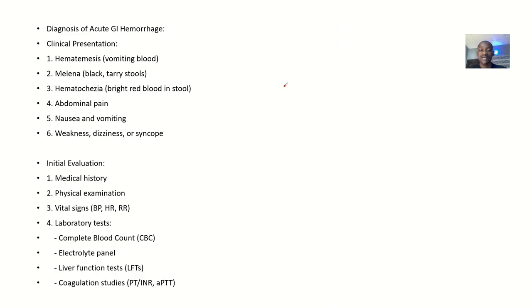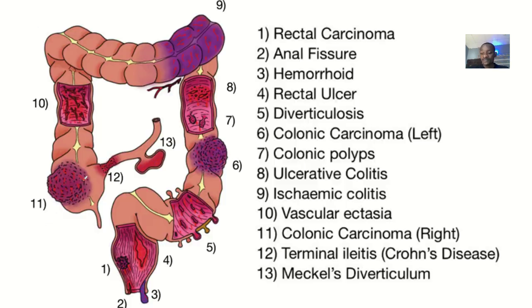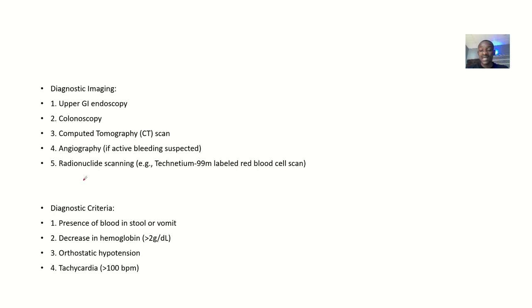You can diagnose acute gastrointestinal hemorrhage through clinical presentation, right? The thing that the patient actually presented about, their complaints and all that. Then you can also do an initial evaluation, from the answers that the patient is giving you, from the history taken. Then you can also do diagnostic imaging and all that, okay?